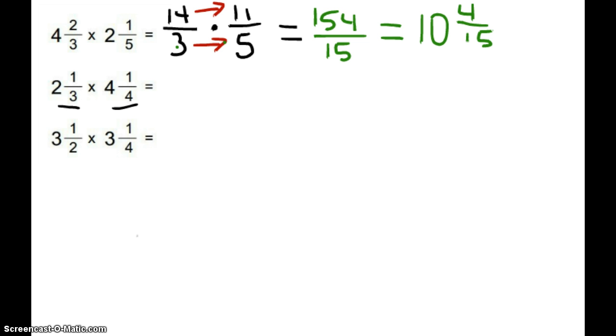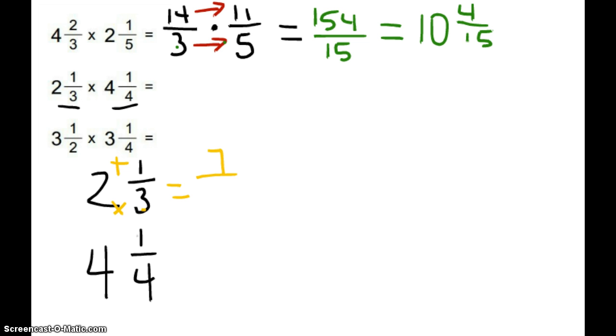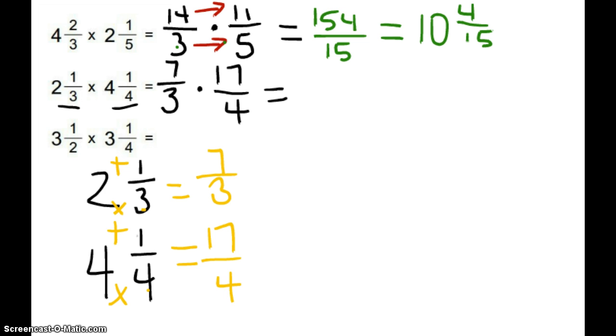So let's take 2 1/3, and then 4 1/4, and let's get those to improper fractions. So 3 times 2 is 6, plus 1 is 7, and then our denominator stays the same. 4 times 4 is 16, plus 1 is 17/4. So our new improper fractions are 7/3 times 17/4. And then we're just going to multiply straight across again.